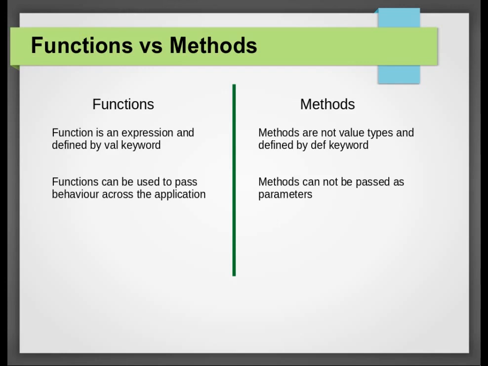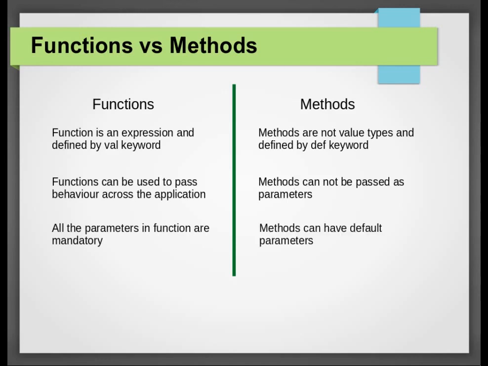Methods need to be invoked by the class instance. While invoking functions, you need to provide all the parameter. But as we have seen in earlier videos, methods can have default parameter. You may not need to provide all the argument while calling methods.